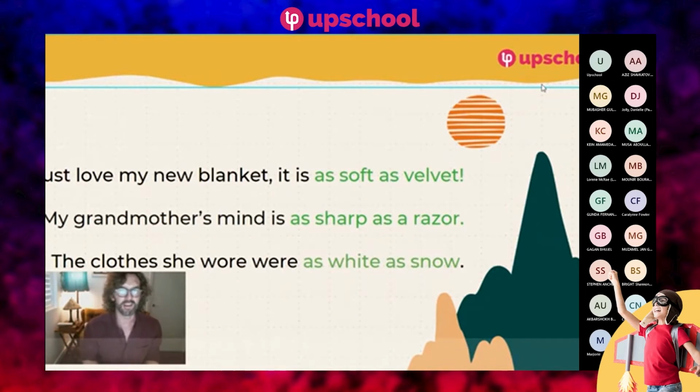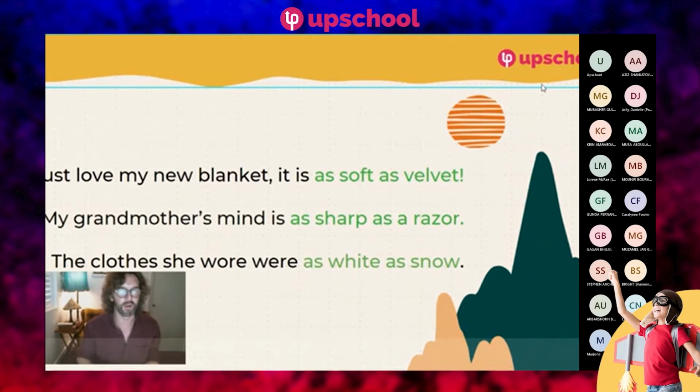So first of all, it says, I just love my new blanket. It is as soft as velvet. Now, the reason I've used as soft as velvet is because when the person is reading my book, I want them to feel how soft my blanket is. So in order to do that, I'm going to tell them that it's as soft as one of the softest things around. And for any of you out there who know how soft velvet is, it is very, very soft indeed.